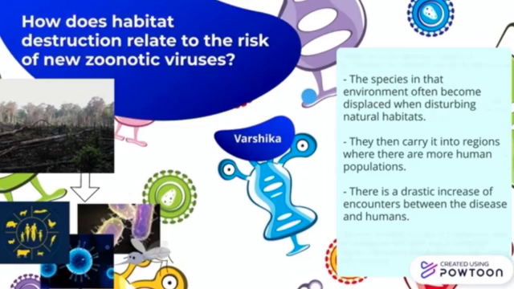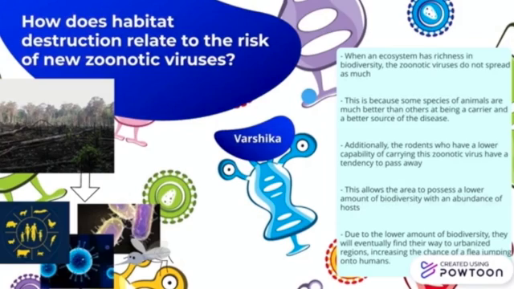When an ecosystem has richness in biodiversity, the zoonotic viruses do not spread as much, the reason being that some species of animals are much better than others at being a carrier and a better source of the disease. The species with a lower capability of carrying the zoonotic virus have a tendency to pass away, allowing the area to possess a lower amount of biodiversity with an abundance of hosts. Due to the lower amount of biodiversity, they will eventually find their way to urbanized areas, increasing the chance of these viruses spreading to humans.